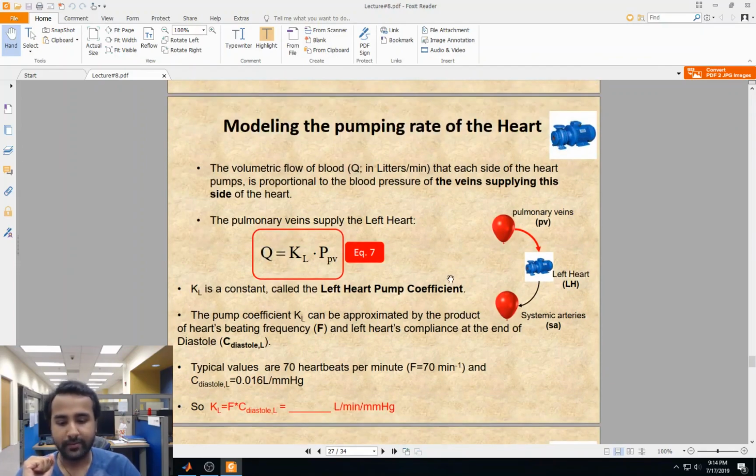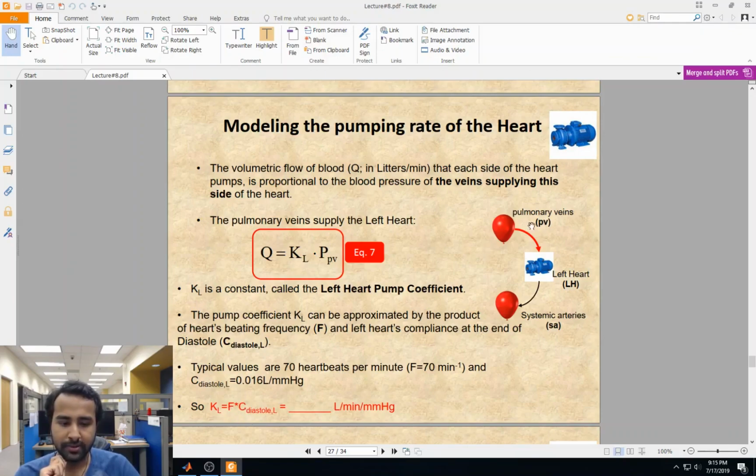And this should be the same for the left and right side of the heart, but the constant that is being used changes. So the pump coefficient is a fancy little constant that you can actually approximate by using the heart's beating frequency and the left heart's compliance at the end of diastole to figure out what it is. So specifically, this KL can be found by doing the frequency times compliance during diastole. So F times C should figure it out.